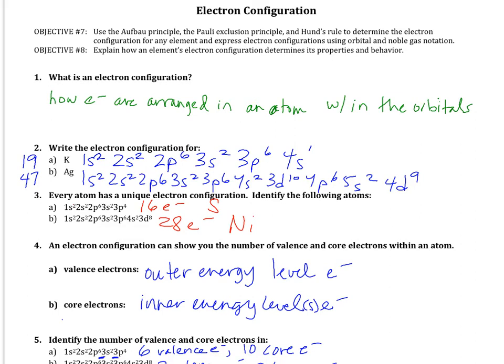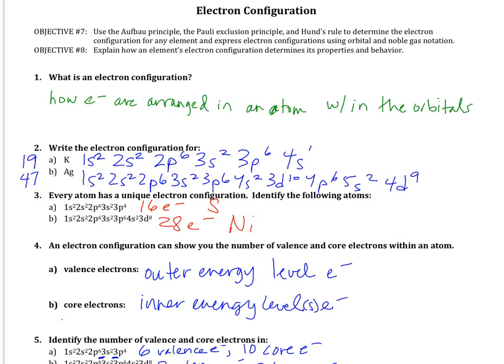In this video, we are going to take a closer look at electron configurations. As a reminder, an electron configuration is just a way for us to represent how the electrons are arranged in an atom within the orbitals. If we look at an electron configuration, we can determine the energy levels that the electrons fill to, also the orbitals, and the number of electrons that are found within the orbitals.